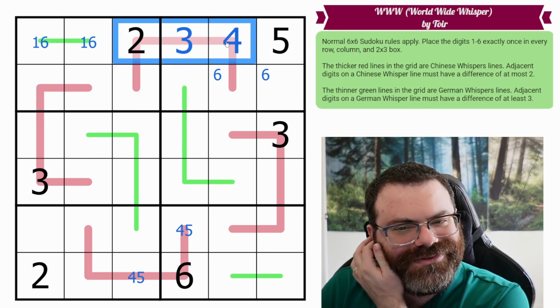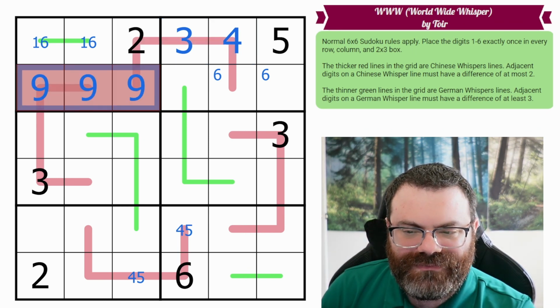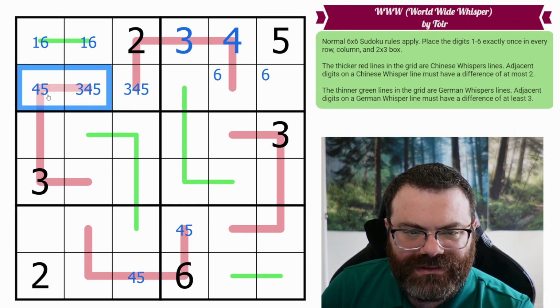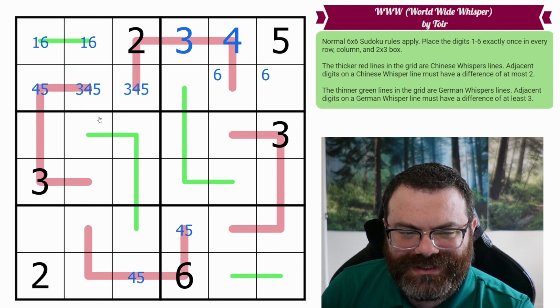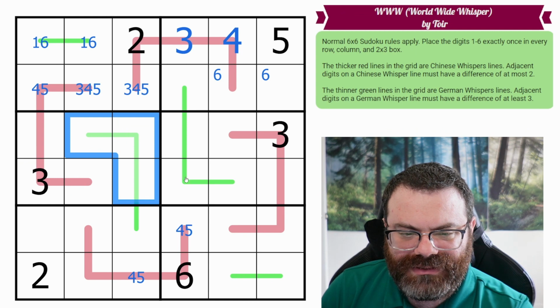This is a 4, 2, 3, 4 along our Chinese whisper here. So this is 3, 4, 5. Whoops, definitely not 9. 3, 4, 5. These are fine. Let's see. 3 can't be next to 6. Does that matter for us here? Not really. There's 2 places for 6 then. Neither of these are 6. So this line's going to have a 6 on it somewhere.